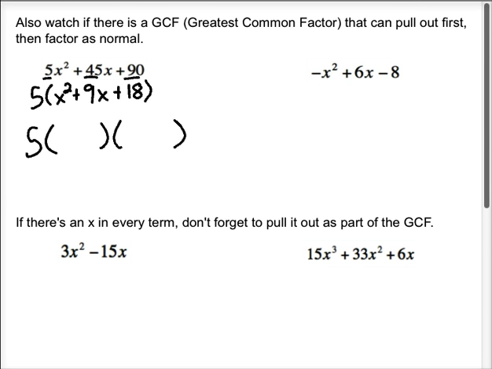Now I'm back to having a quadratic trinomial, so a 3-termed quadratic. So I look and say, okay, well, x squared, well, that comes from x and x.